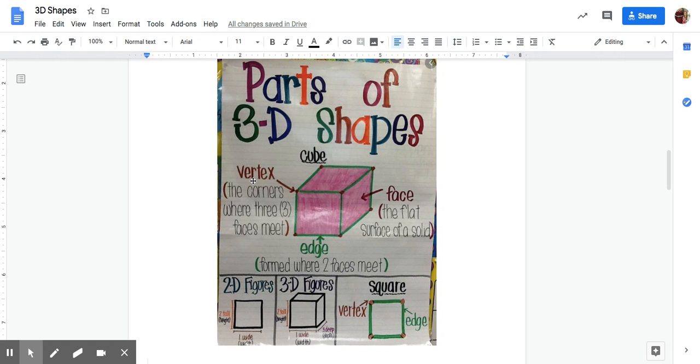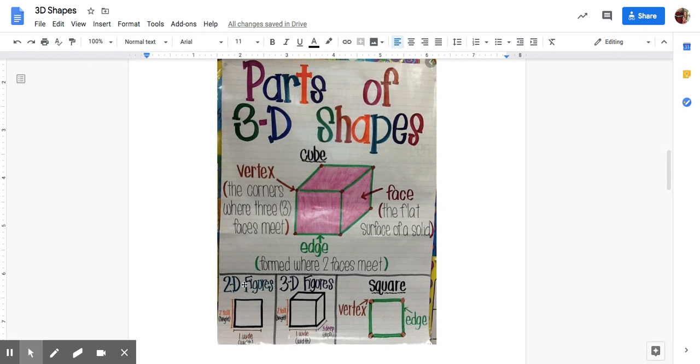The vertex or vertices are the corners. It's where the faces meet. The face is the flat surface, okay? So this shape here is a cube, and it is made out of multiple rectangles or squares. So each face is a rectangle or a square, and you put them together to make a cube. And the edge is where the two faces meet.